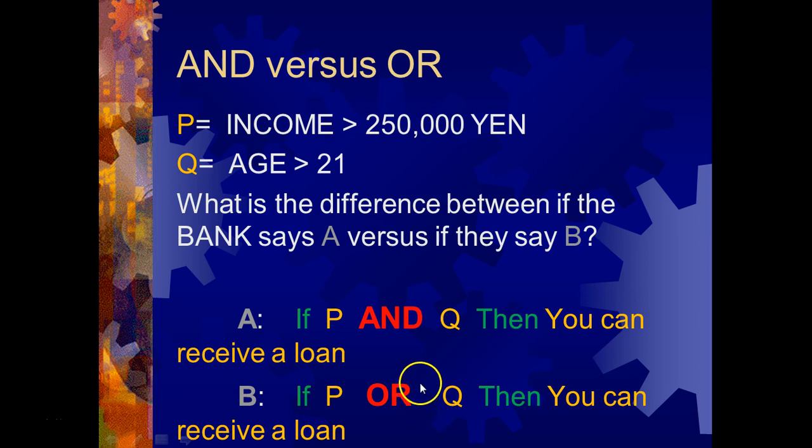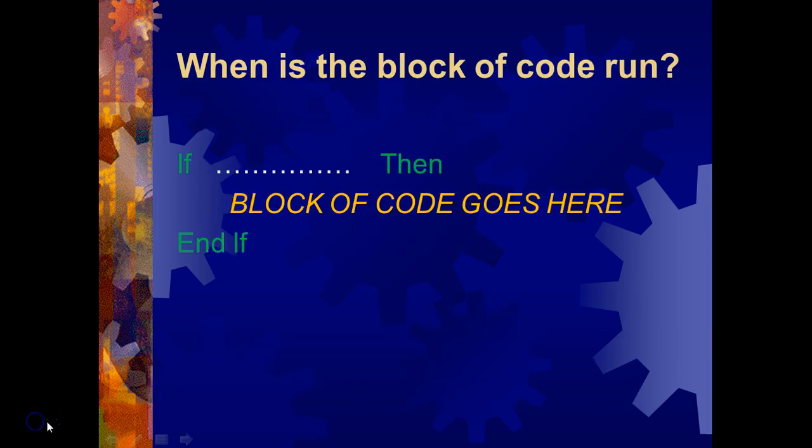So, let's just review one thing first. When is the block of code, this part, run? In other words, we have an if-then statement, and we have something in here. When is this block of code run? It's run, we said, if what's here is true, right? If this is true, then this block of code will run. If it's not true, then we just go to the end of the statement.